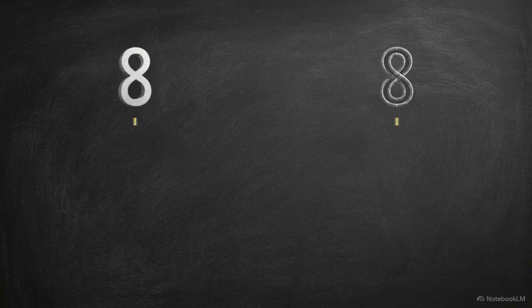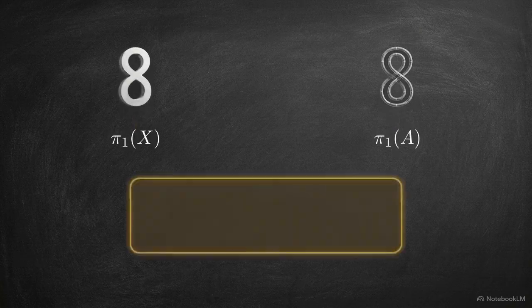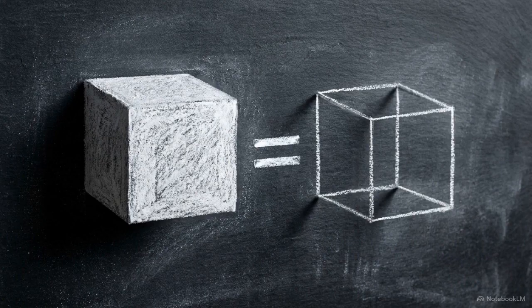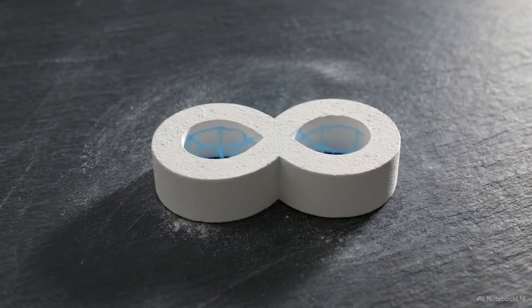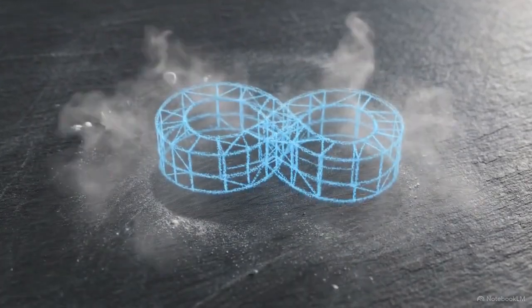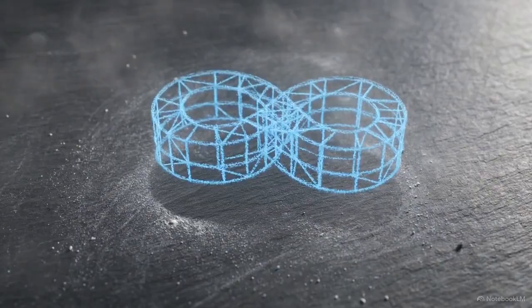If a larger space can deformation retract onto a subspace, their fundamental groups are perfectly isomorphic. Calculating the algebra of a complex solid volume is difficult. Retracting it to a simple wireframe makes calculation simple, because the algebraic answers are identical. Deformation retracts operate as topological X-rays. They let us strip away the superficial spatial volume and directly compute the structural rules governing the space.